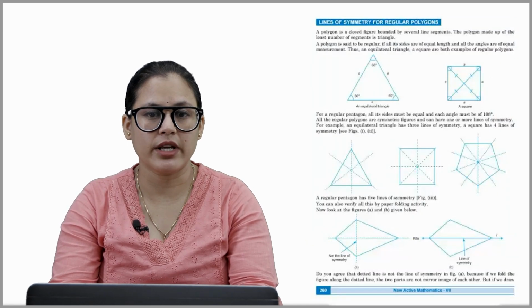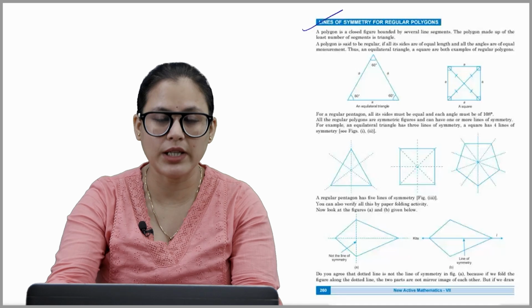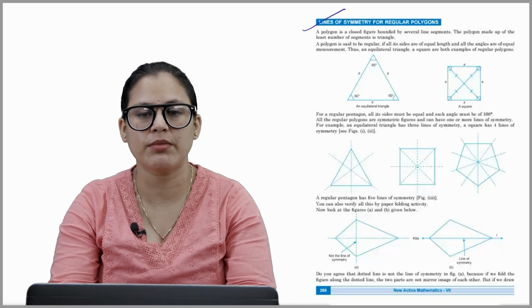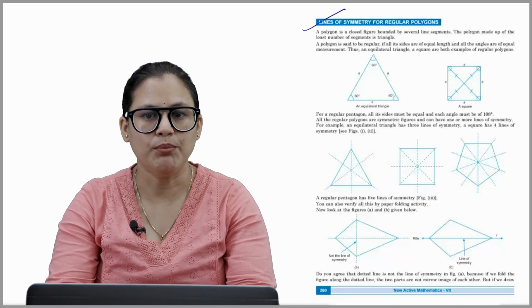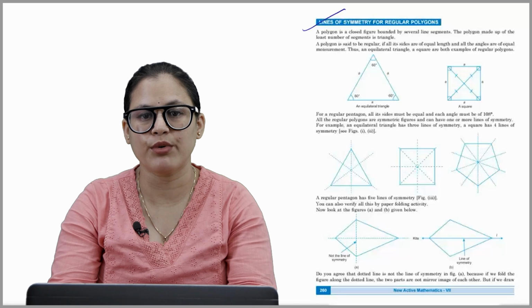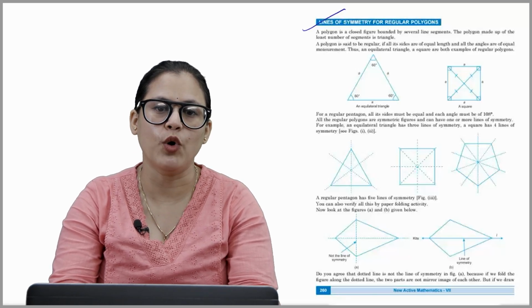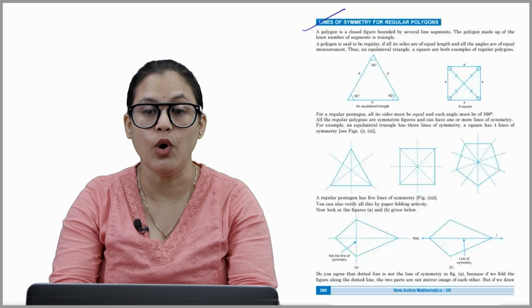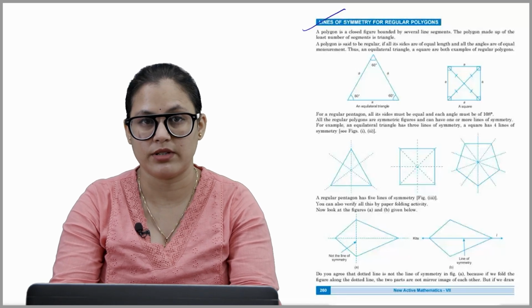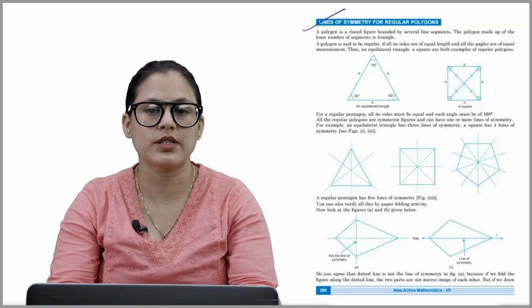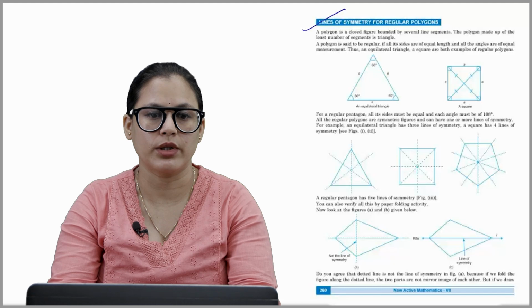Lines of symmetry for regular polygons. A polygon is a closed figure bounded by several line segments. The polygon made up of the least number of segments is a triangle. A polygon is said to be regular if all its sides are of equal length and all the angles are of equal measurement. Thus, an equilateral triangle and a square are both examples of regular polygons.